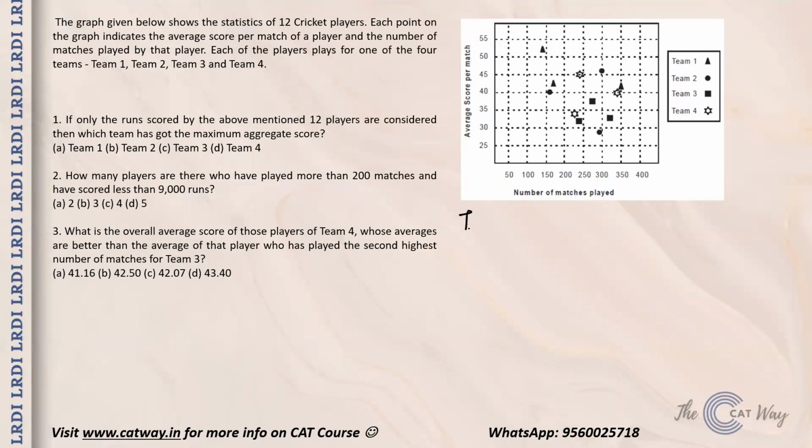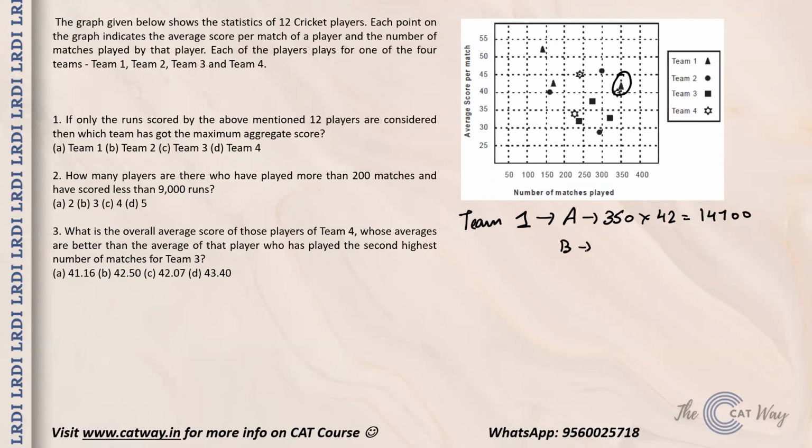Okay, let's say we have team 1. For team 1, we have 3 players. Now the order in which we will put them is the number of matches that they have played, from highest to lowest. So this is the player from team 1 who has played the highest number of matches. Let's term him A. He has played 350 matches and the average with which he has scored runs is 42. So the total runs he would have scored is 14,700.